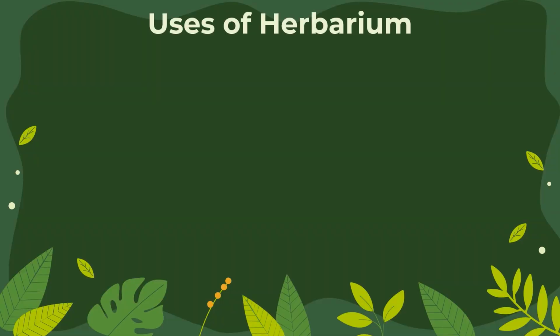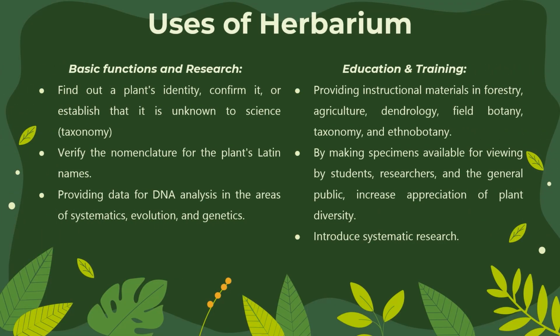When we talk about uses of herbarium in basic functions and research, it is used to find out a plant's identity, confirm or establish that it is unknown to science, which is known as taxonomy. It is also used to verify the nomenclature of the plant's Latin names. It is also used to provide data for DNA analysis in areas of systematics, evolution, and genetics.